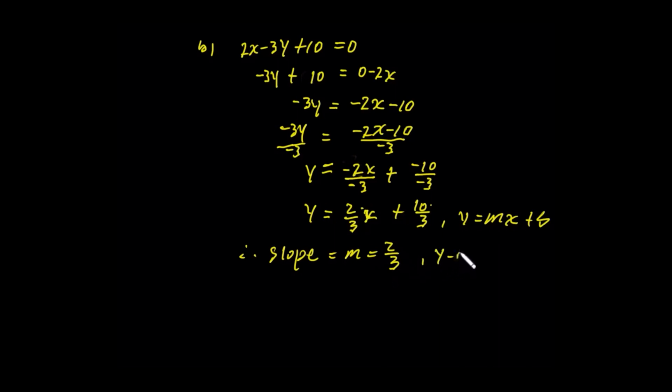y-intercept is equal to b, which is 10 over 3, and x-intercept is equal to minus b over m. Minus b means minus 10 over 3.